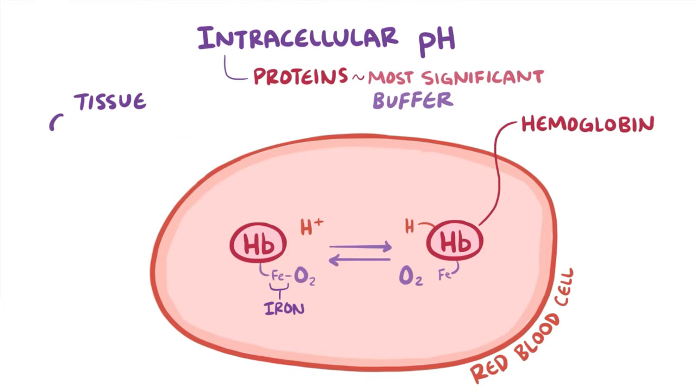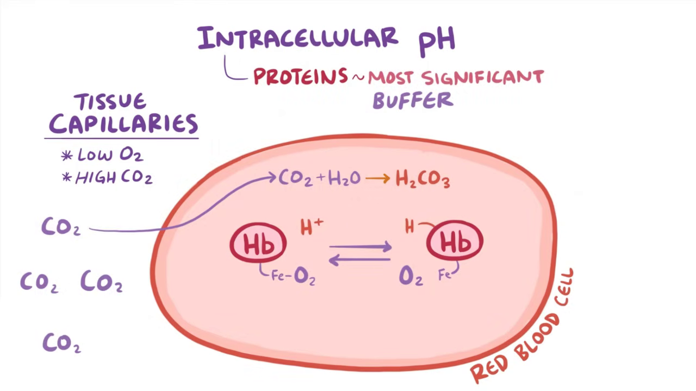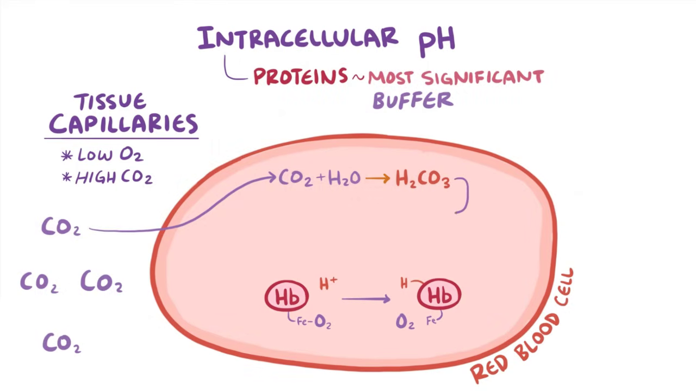So when red blood cells are in the capillaries of various tissues, the oxygen levels are low and the carbon dioxide levels are high. In this case, carbon dioxide diffuses into red blood cells, where carbonic anhydrase enzyme combines water and carbon dioxide to form carbonic acid, which then dissociates to hydrogen ion and bicarbonate. Because there's so much carbon dioxide around, the reaction continues in the direction of generating more hydrogen ion and bicarbonate. And over time, the buildup of hydrogen ions can cause the pH to fall.